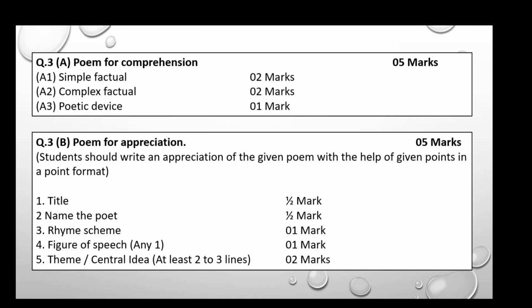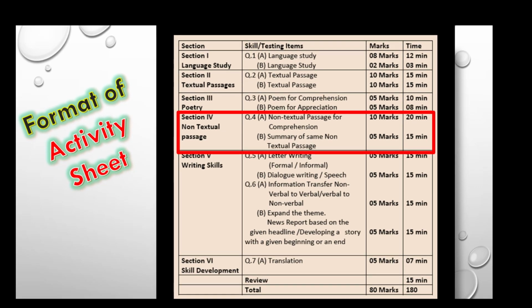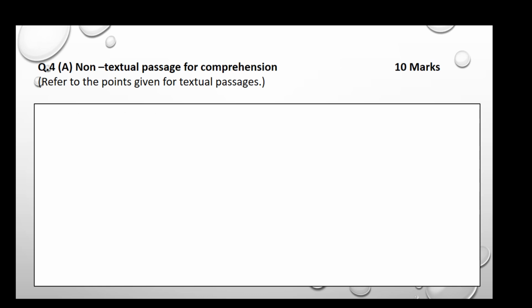Next section is section number 4, non-textual passage, and there is question number 4A, non-textual passage for comprehension for 10 marks, and summary of some non-textual passage for 5 marks. Non-textual passage for summary. The aim of summary of a passage is to enable the student to understand the main points and express them in their language in short.